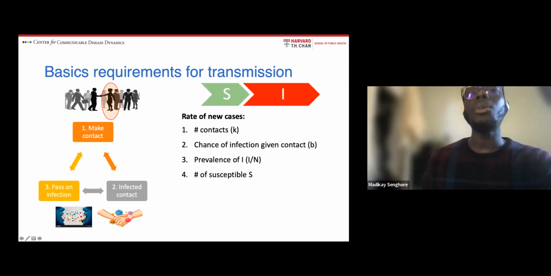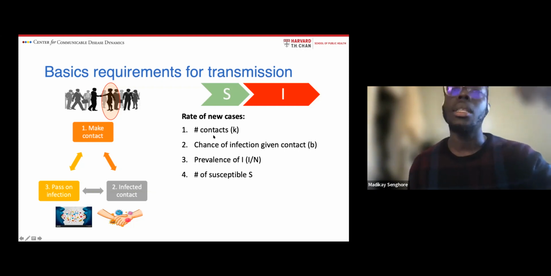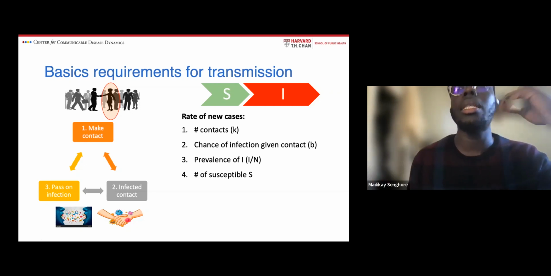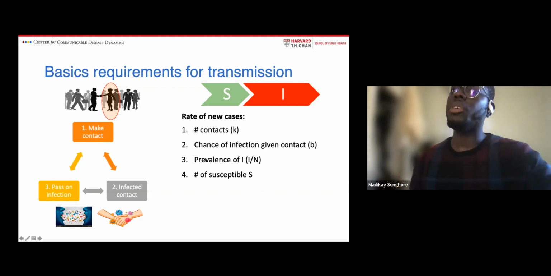But in terms of the rate at which infections are occurring in the population, there are a number of things that you consider. One is, on average, the number of contacts the person makes. So how many contacts are you making during the day? Is it 5? Is it 10? Is it 20? Depends.